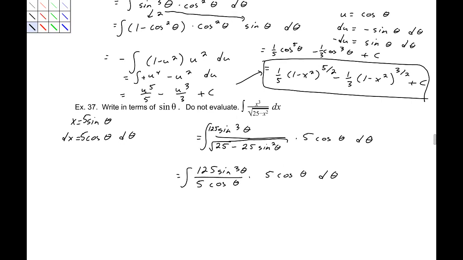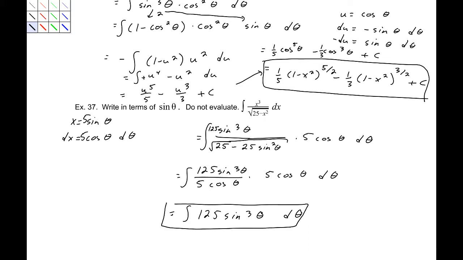Alright, then those cancel out, and this is the integral of 125 sine cubed theta d theta. Okay. Now this says do not evaluate, so this problem is complete. However, you'd likely want to take the sine squared in there and turn that into 1 minus cosine squared, and use a u substitution there. For now, that is it. Alright, let's look at number 38.